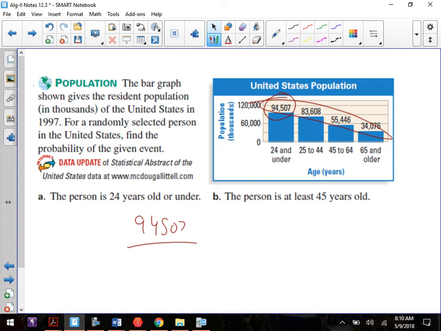When they say they're at least 45, does that mean they can be 45? Yeah. Are they going to be older than 45 or less than 45? Very good. So if I want to do at least 45, let's be over total. So I would take that. And that would have been these two, so 55.